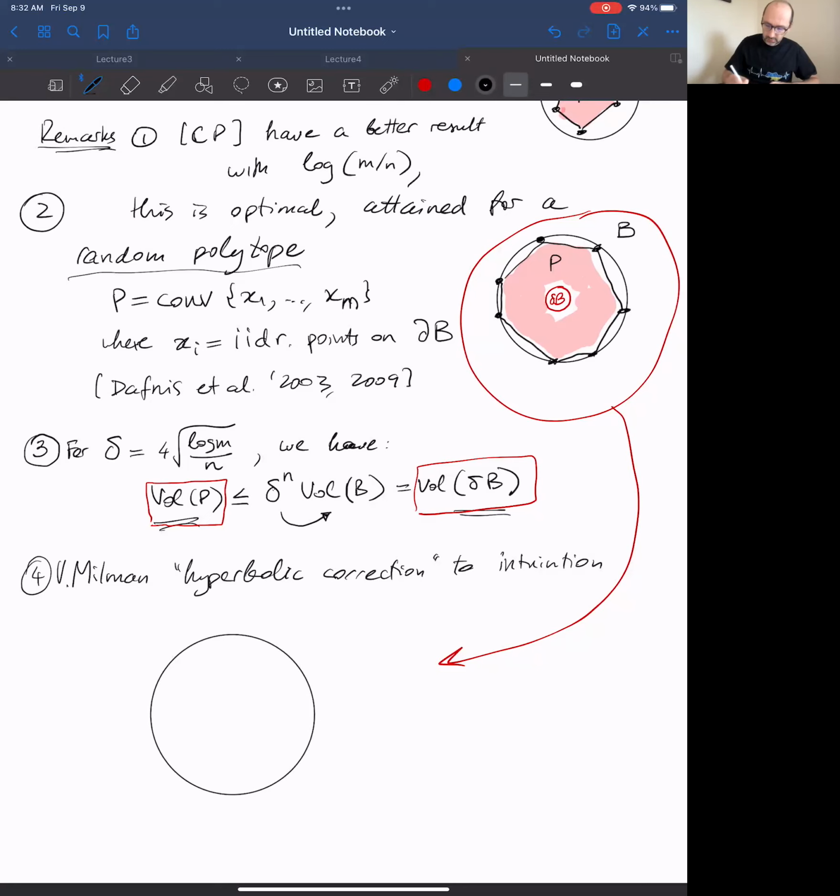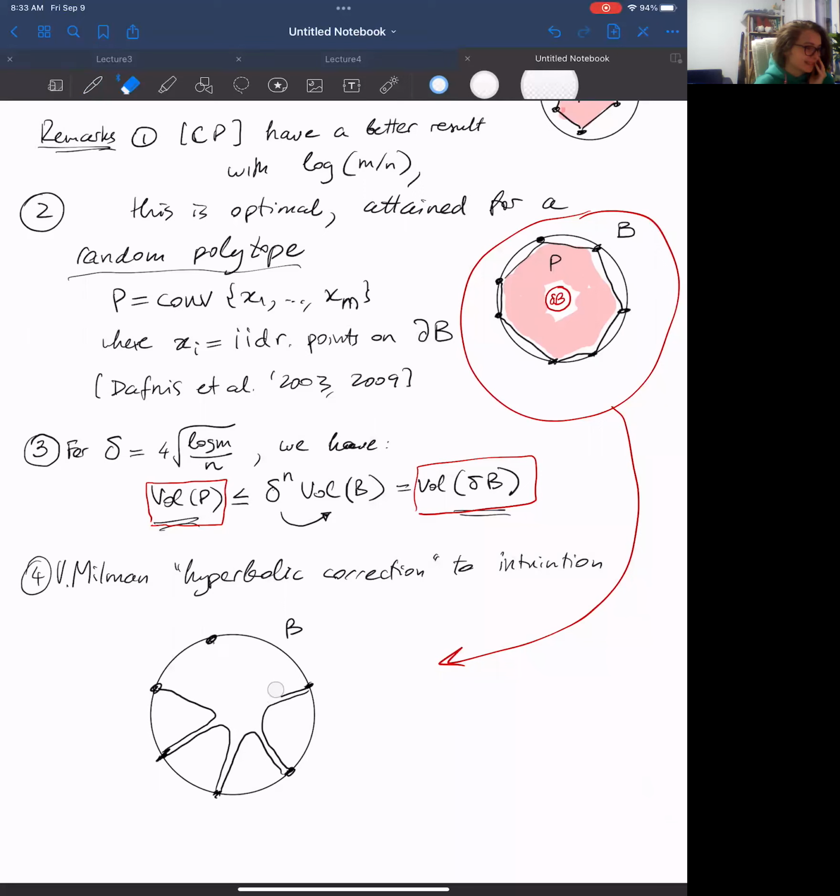The ball is still the ball. The points are still the points. The vertices of the polytope stay where they are, but the polytope itself, in your brain, should look something like this, like a hyperbolic thing, like little tentacles coming out. Okay, you missed 1 point. I missed 1 point. Yeah, 1 point. Come back. Maybe like this. Something like that.